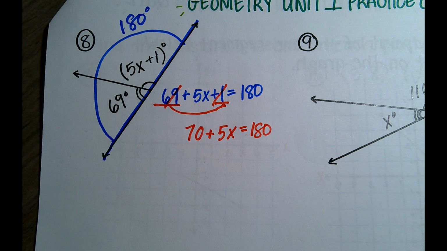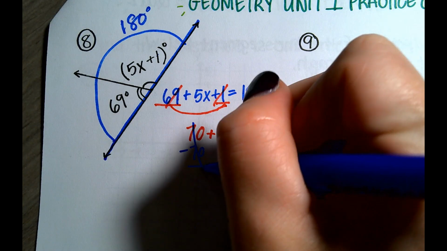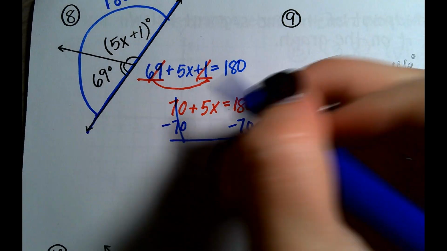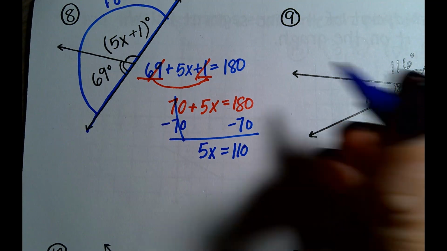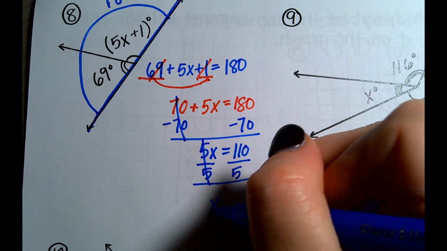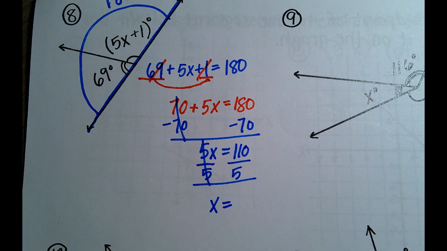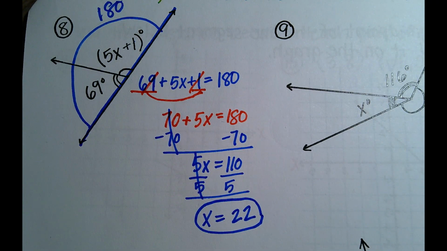And where do we go from here? Subtract 70. Mm-hmm. Subtract 70. And 5x equals 110. Good. 5x equals 110. Divide by 5. Beautiful. And you'll get 22. You said 23 or 22? Yep, you're right, 22. Perfect. That is number 8.